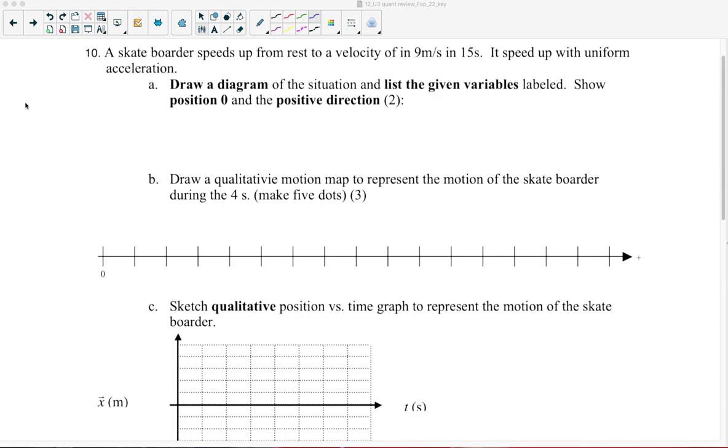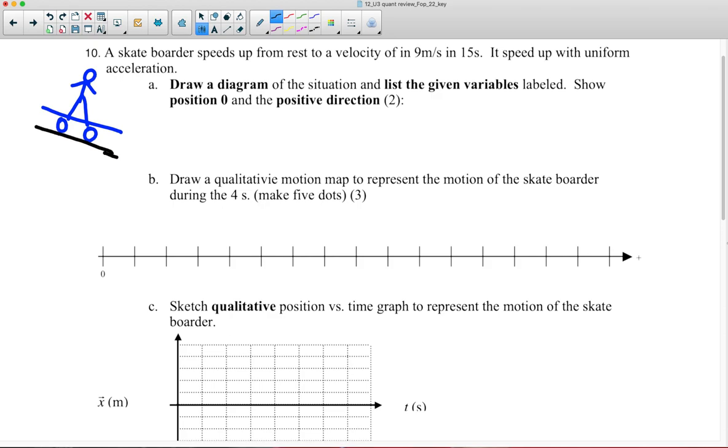So first we're going to draw a skateboarder. I'm going to put this skateboarder on a hill because that's what would cause it to speed up. And so there's our skateboarder on a hill, and we'll say that the starting position is 0 meters, and let's say down and to the right is the positive direction.